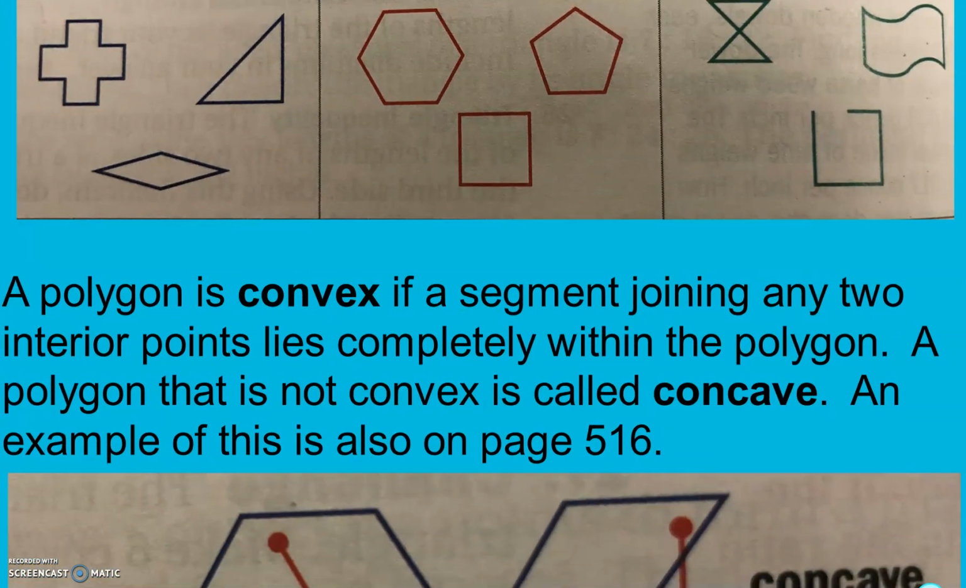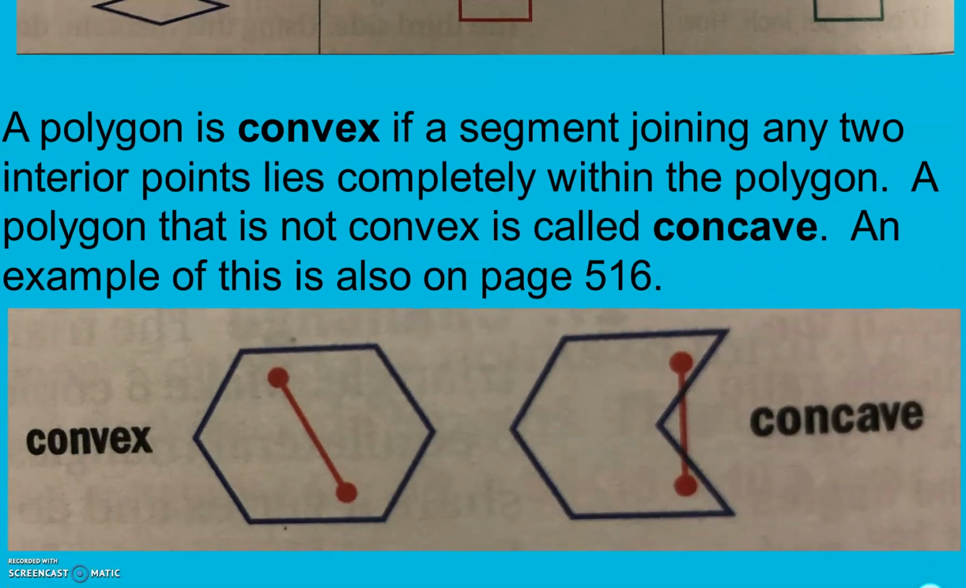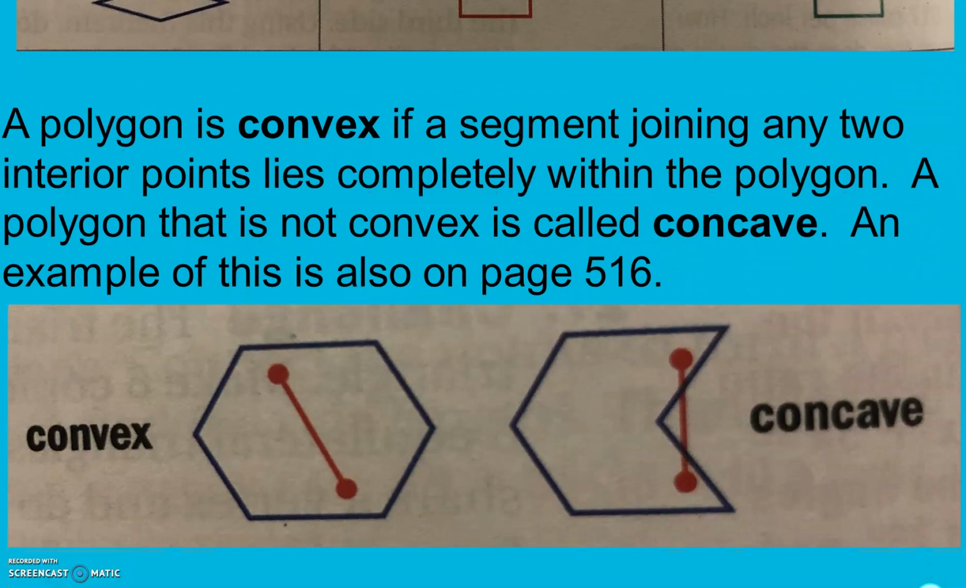A polygon is convex if a segment joining any two interior points lies completely within the polygon. A polygon that is not convex is called concave. An example of this is also on page 516. So in convex, everything is inside. In concave, we can draw a segment that goes outside. I remember this because this is kind of like a cave in a mountain. It goes inside. So concave has that piece that goes outside of the shape.